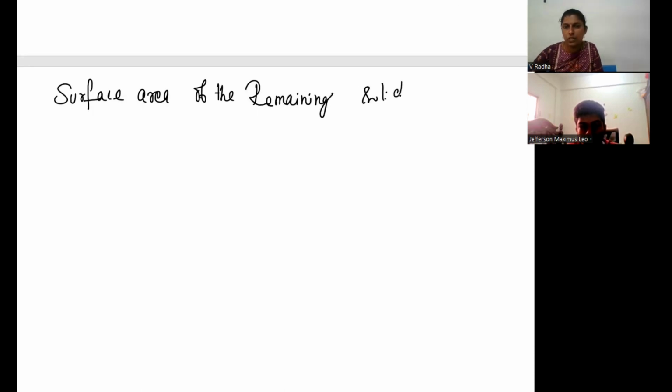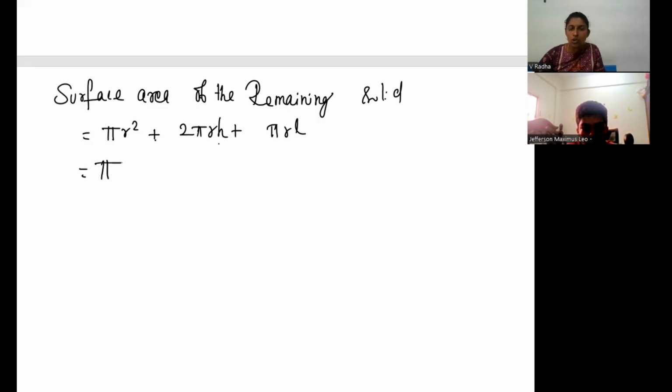Now, surface area of the remaining solid is equal to the bottom, which is like pi r square, circle in shape, plus the CSA of the cylinder, 2 pi r h, plus the CSA of a cone, pi r l. Now substitute every value, after that we take the common term out. Otherwise, initially we take common: all terms have pi as a common term, and all three measurements have the same radius, so r also we take out. In the first term only one r is left. Here pi r is out, means 2h is left. Here only 1 l. Is there any doubt in this line?